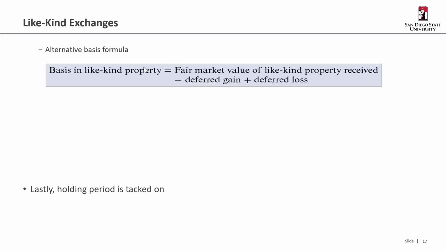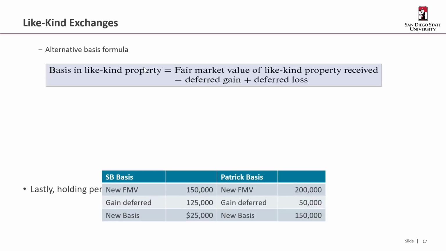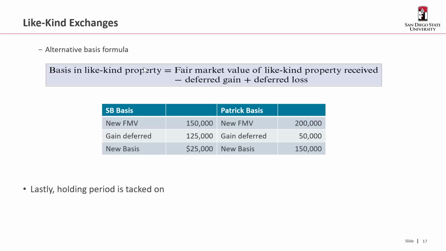There is an alternative formula for determining the basis in the new property, and that's the basis in the like-kind property equals the fair market value of the like-kind property received minus any deferred gain plus any deferred loss. So if we do basis this way, let's think about what SpongeBob gets. He gets a condo worth 150. The gain that's deferred for SpongeBob was 125. So the 150 minus the 125 gives him a basis of 25,000, or the same carryover basis we calculated under the previous method. Same for Patrick.